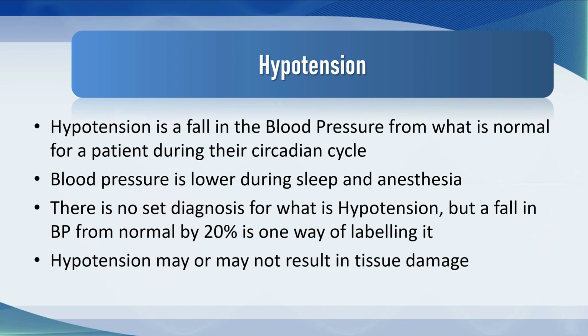Hypotension is a fall in the blood pressure from what is normal for that patient during their circadian cycle. Blood pressure is lower during sleep and during anesthesia, and frequently we are called to patients who are sleeping deeply at night and their blood pressure has fallen. This may well be normal for that patient. There's no set diagnostic criteria for hypotension, but a fall of mean arterial pressure by 20% is one way of labeling it. Hypotension may or may not result in tissue damage.